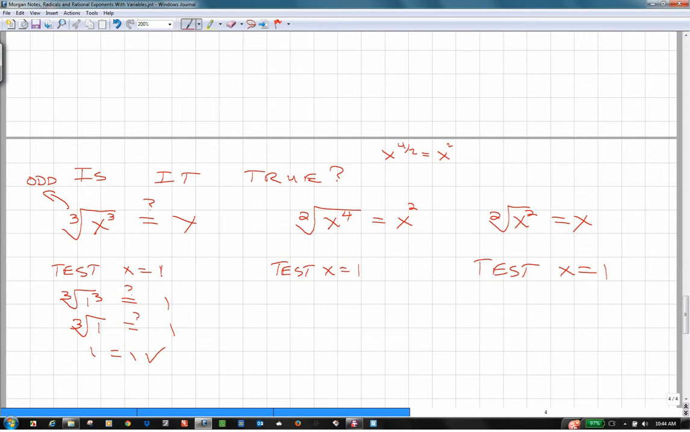So I'm going to put 1 in there. So I've got the square root of 1 to the 4th power. Is that the same thing as 1 squared? The square root of 1 is 1. 1 squared is 1. Yeah, that's true. So it works for 1.